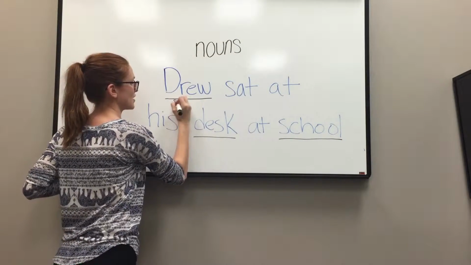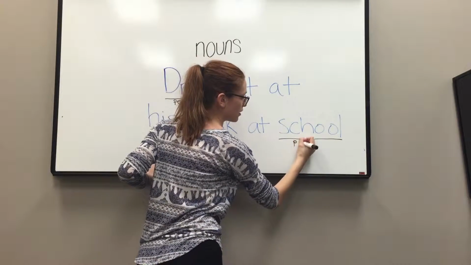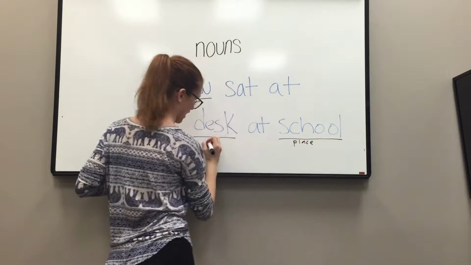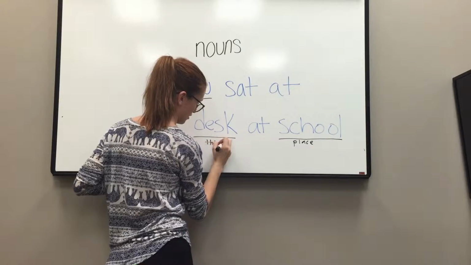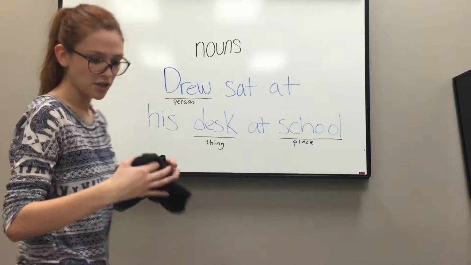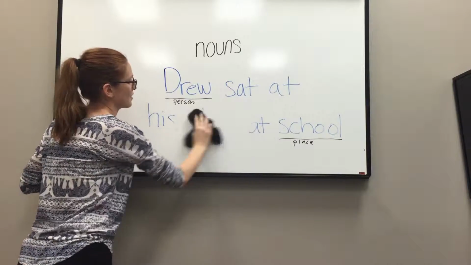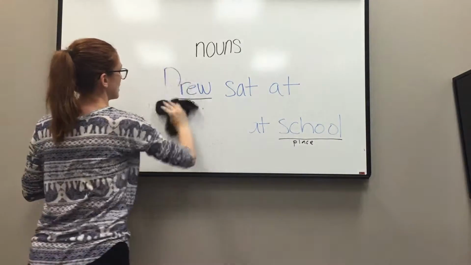So we have a person, a place, and a thing. And that's what a noun is. Talk to your shoulder partner about 2 more examples of noun. They can be a person, a place, or a thing.